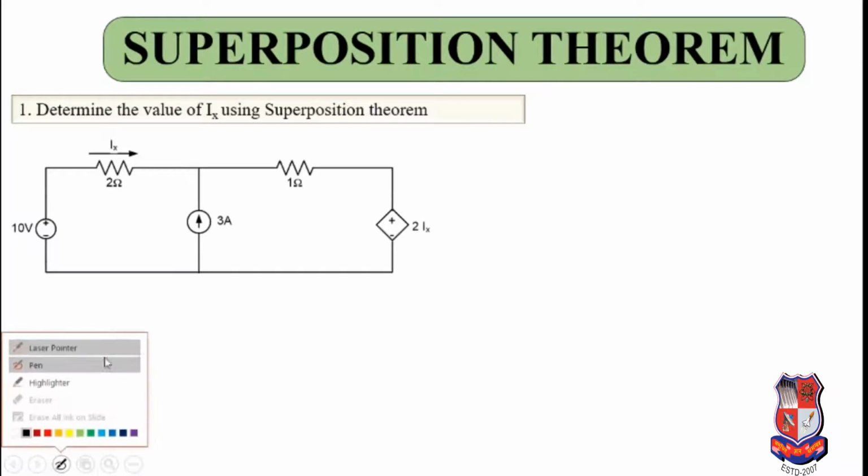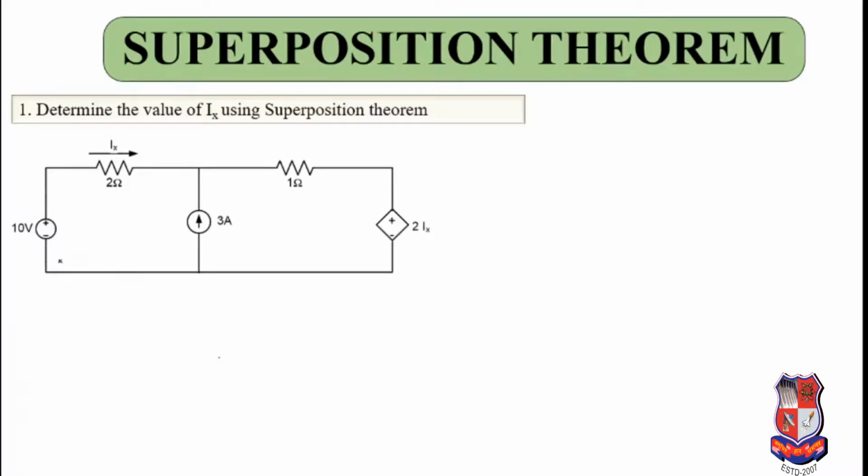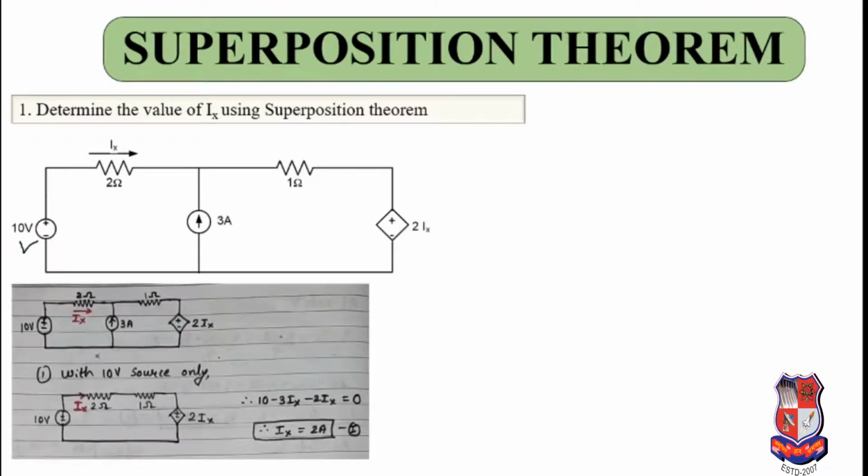So let us continue. Now how will we solve it? First we will solve it for the 10 volt source. Then your circuit will look like this. The current source is open circuited, so your circuit will be this. Simply you have to apply a KVL loop.